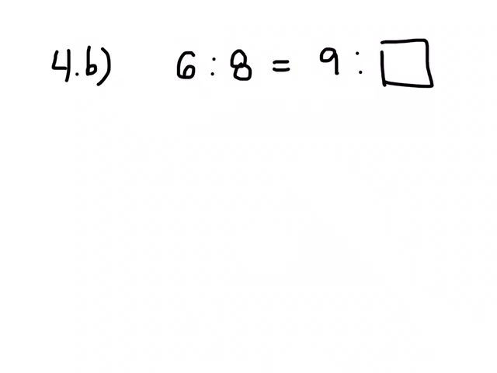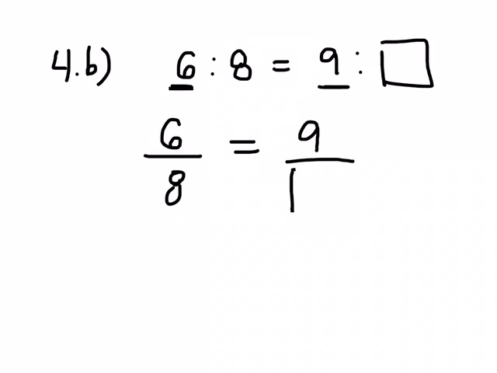You might find it easier to write these as fractions, okay? So 6 to 8 can also be written as 6 over 8, right? That's equal to, you have to write the first terms first, 9 over something, right? Now there's a couple ways you could do this. I'll show you a different method that might make it easier for you. Look here for a sec. This is an easier way actually.